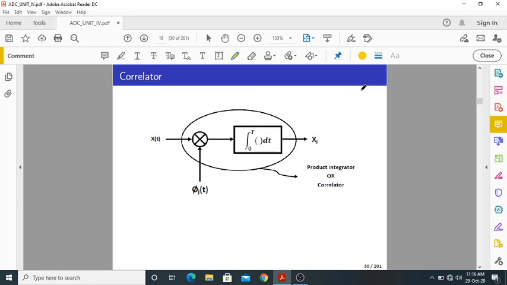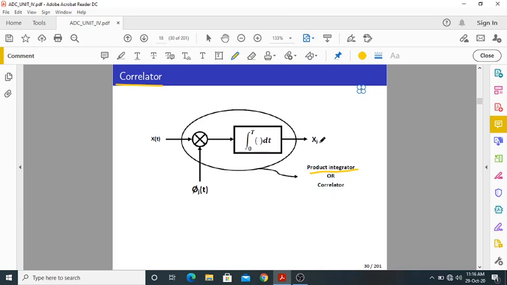Okay, now let us move on to another topic that is called correlator. So what is a correlator? It is nothing but a product integrator, which means we take x of t, multiply with some basis function phi j of t, and we do integration.